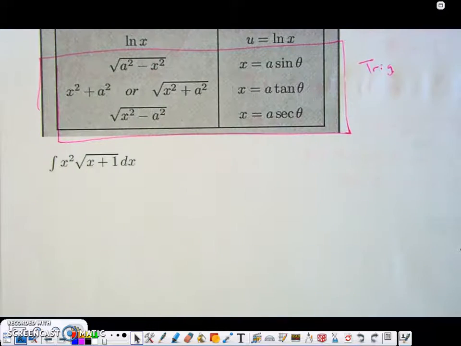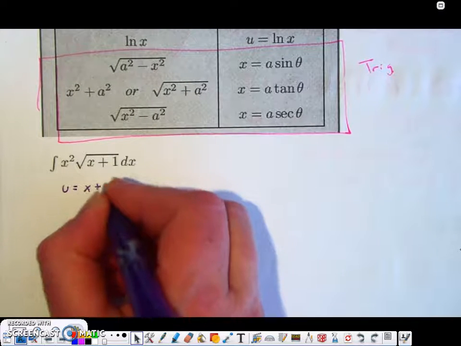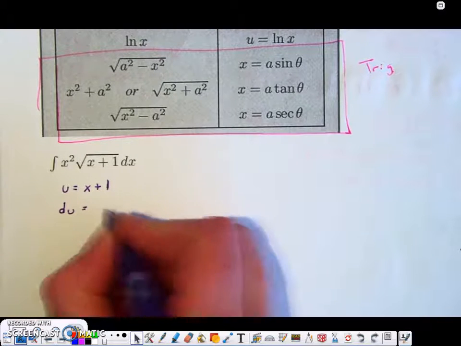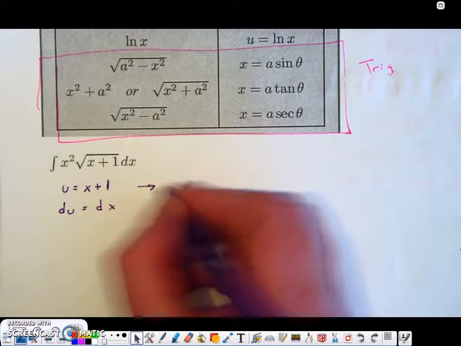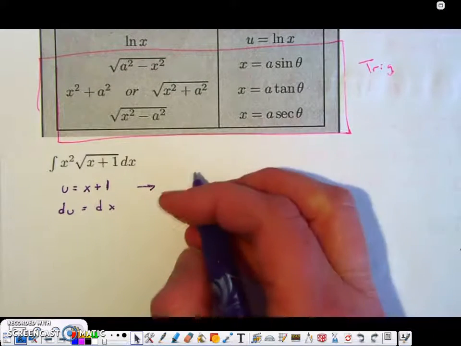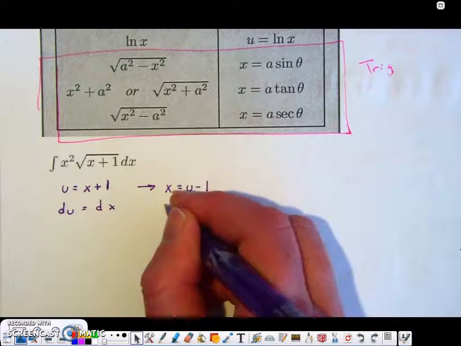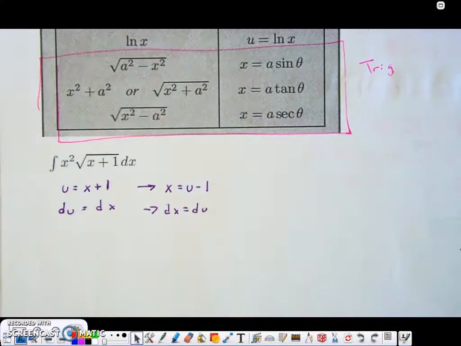Suggestions for what u would be for this first one? Yes. Okay, and then what would du be? Yes. And then you're supposed to solve for x and dx, so what would x be? And we don't really have to do anything on this one, right? Just flip-flop it. So what I want you to do is rewrite this so that it's all in u's and du's.